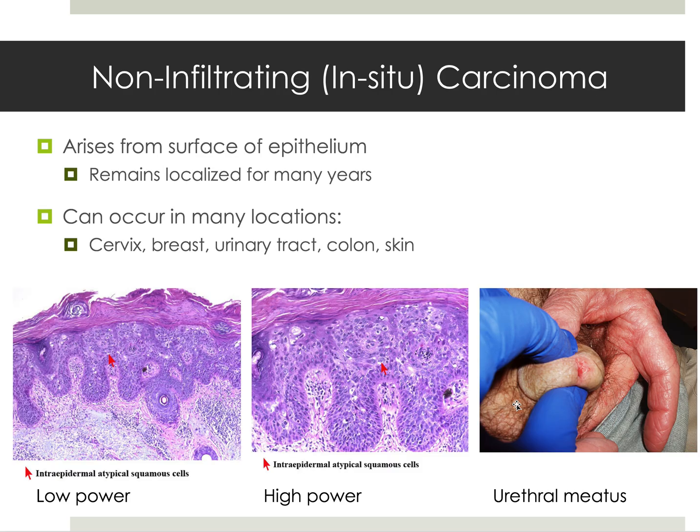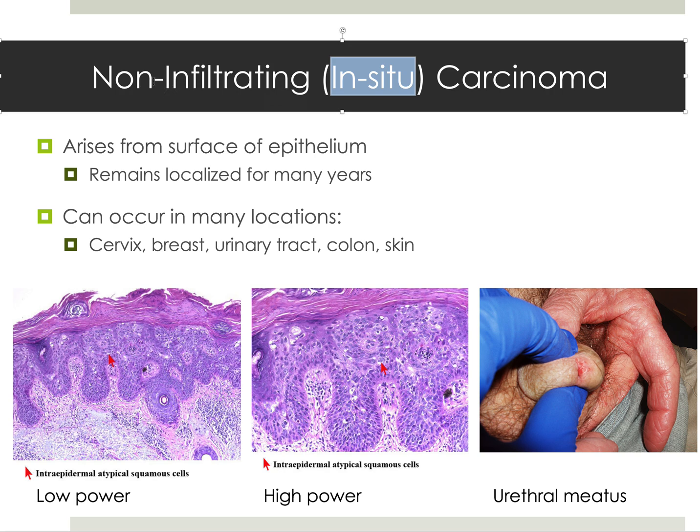Okay, other things we need to go over for tumor types. There is a type of cancer that's very slow growing, still technically a carcinoma, but it's called carcinoma in place. In situ means in place. And what's different about these types of cancers is that they can't infiltrate the tissue next to them.